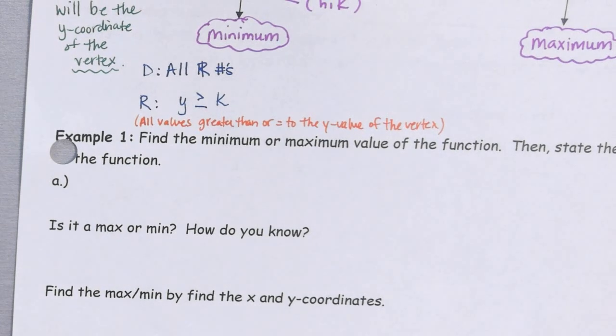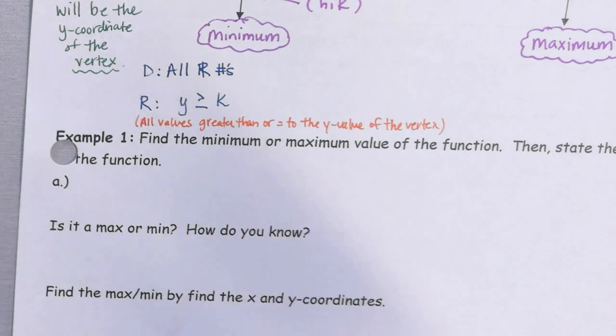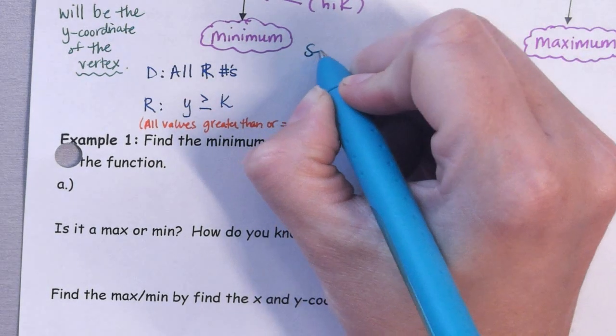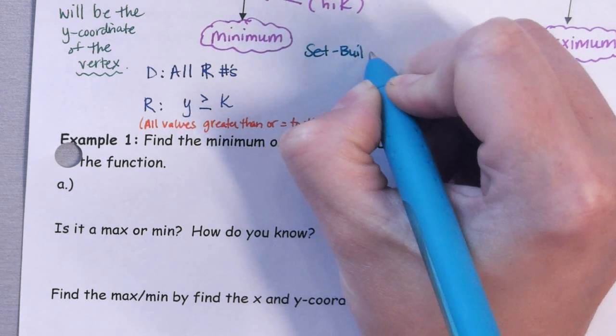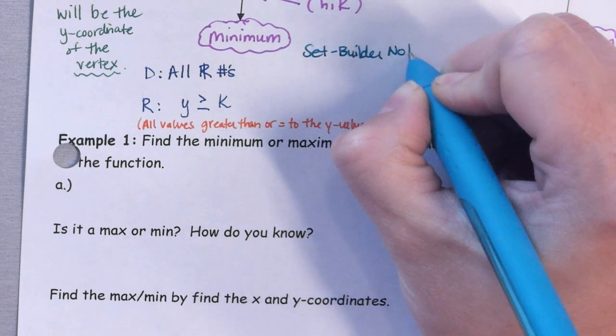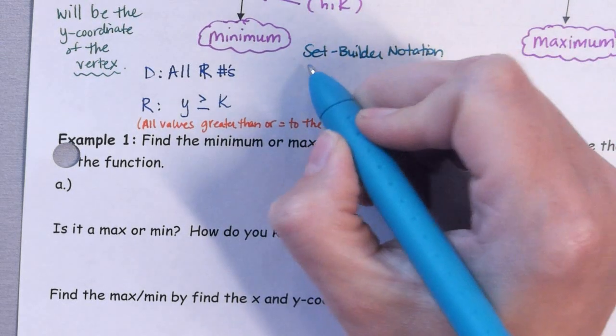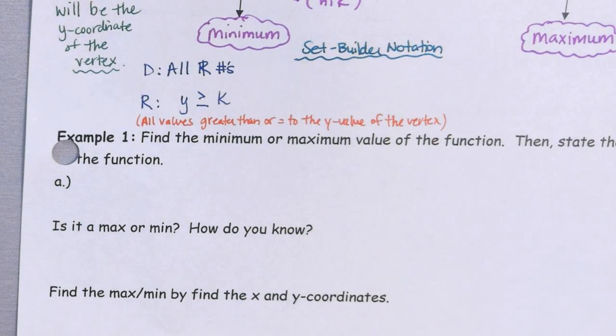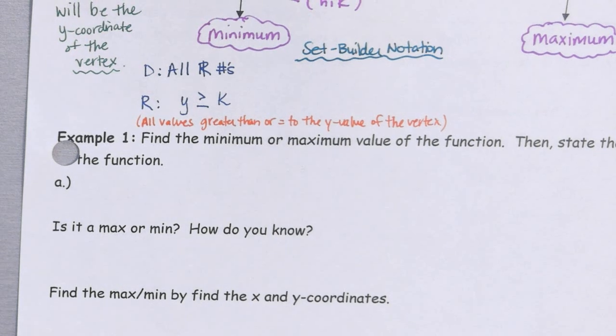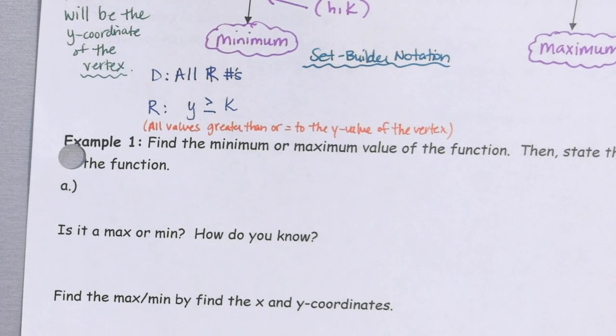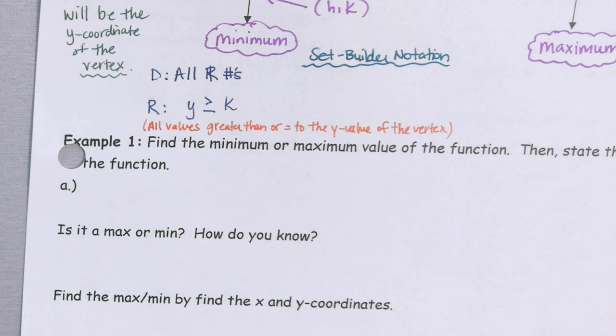What we're going to learn today is something called set builder notation. It is fancy. It has to do with sets. And that's how we're going to be writing our domain and range, okay? So we're going to write set builder notation. This is how we're going to be writing our domain and range. This is how you'll be asked to write it on your quiz. We're going to practice now.